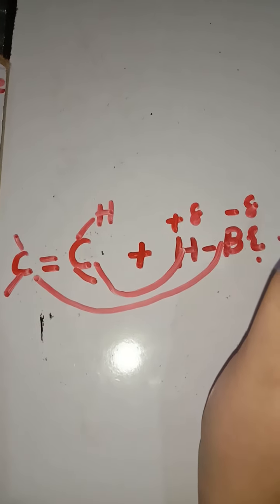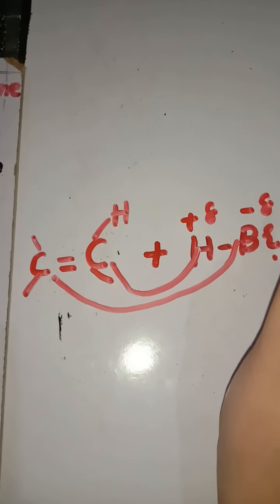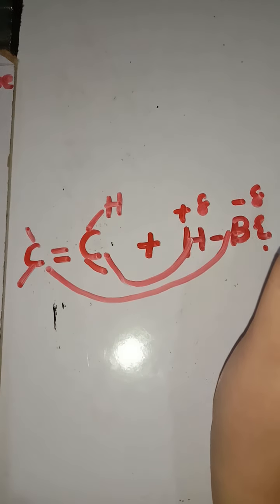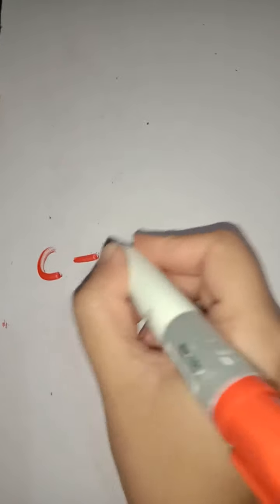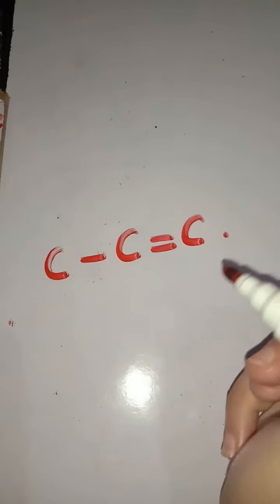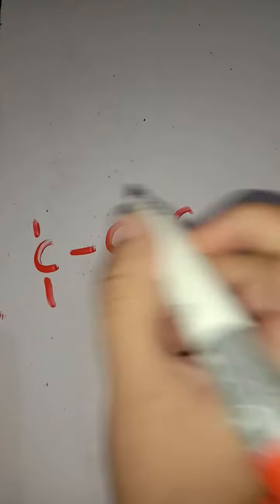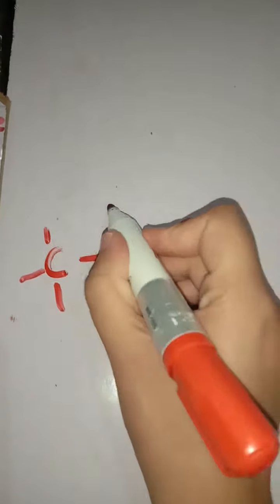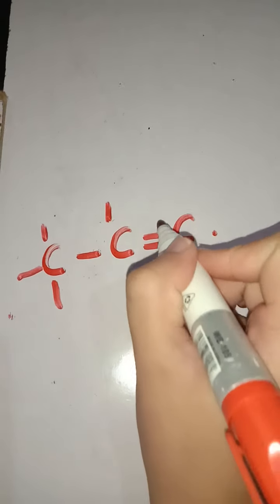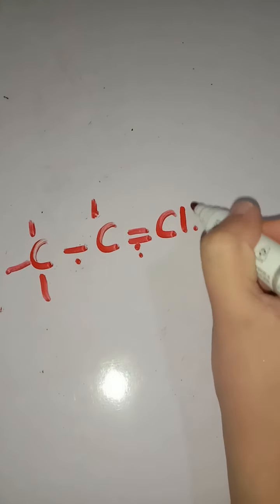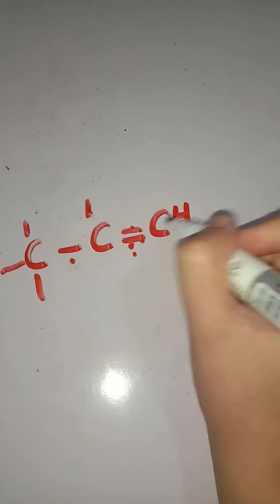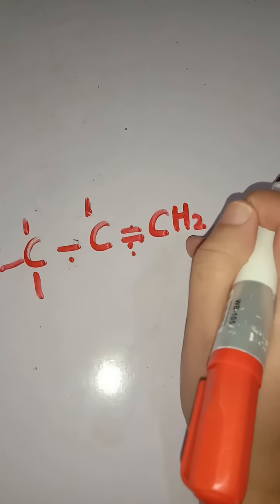But in the case of an unsymmetrical alkene, we will obey a rule that is known as Markovnikov's rule. So what is Markovnikov's rule? I'll take an unsymmetrical alkene, that is propene. Propene contains 3 carbons. 3 hydrogens are present with this carbon, 1 hydrogen is present with this carbon because its 4 bonds are completed, and 2 hydrogens are attached to that carbon.